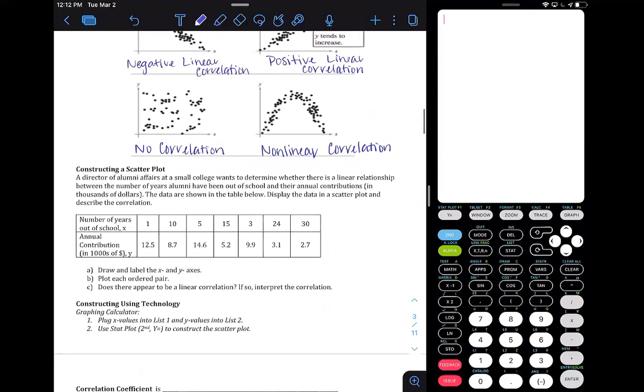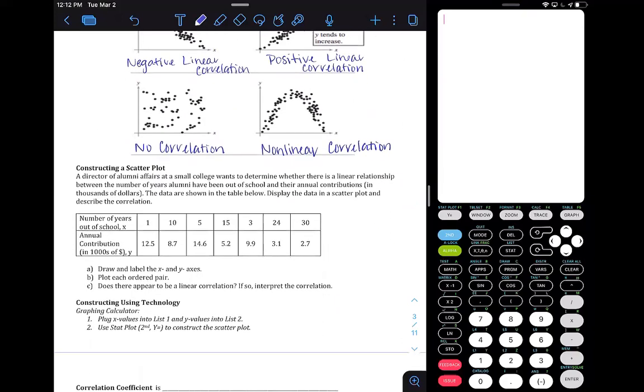I went ahead and gave you the steps on how to make a scatter plot, including how to do it in your graphing calculator. So if you don't want to sit there and try to match up points on your homework, you can just type it in your calculator. That's perfectly fine with me.